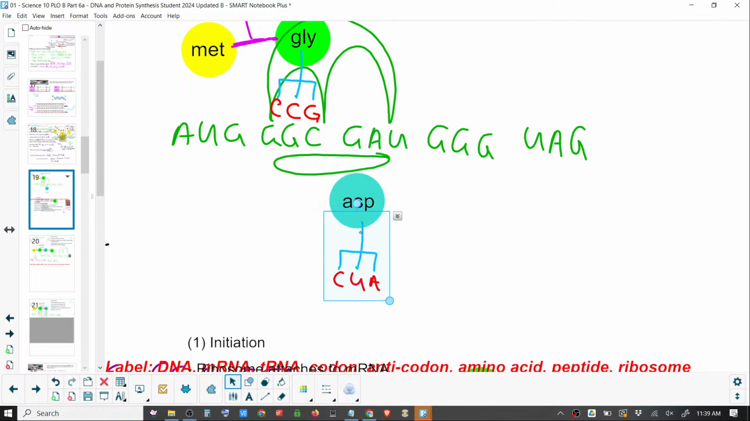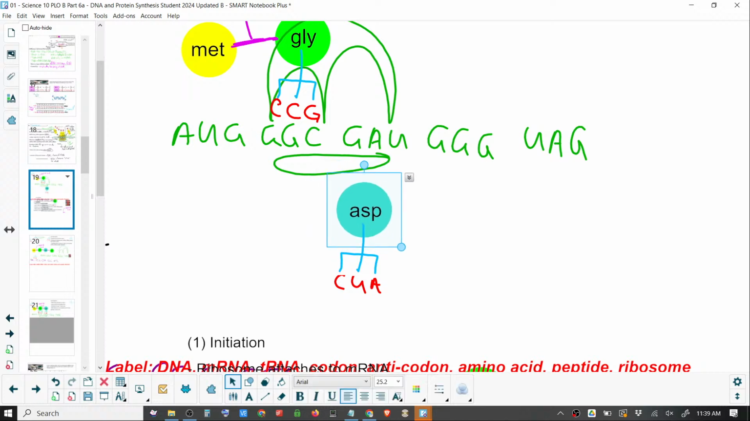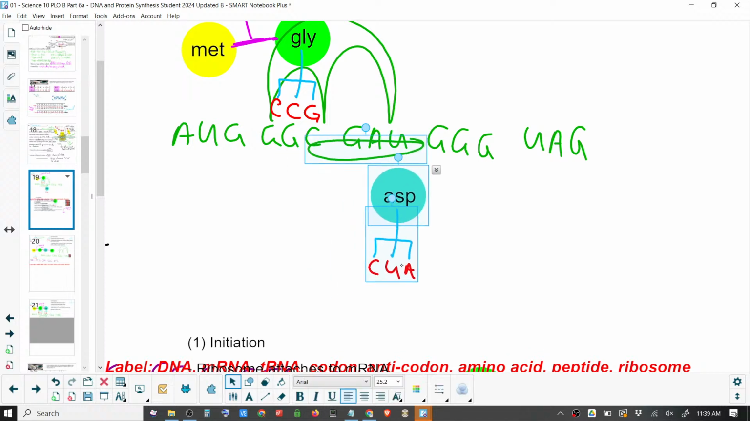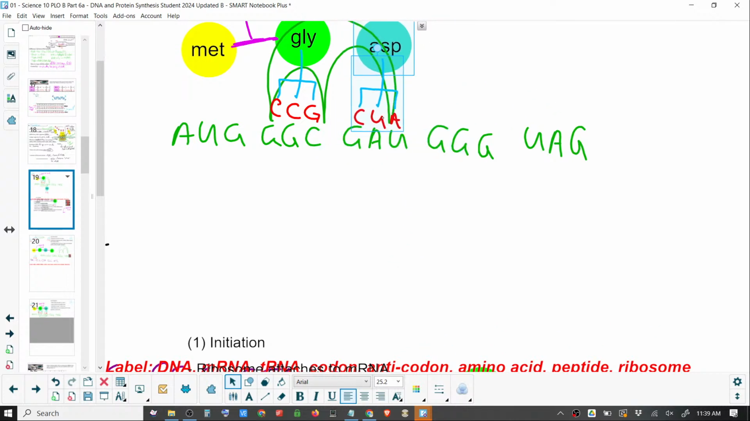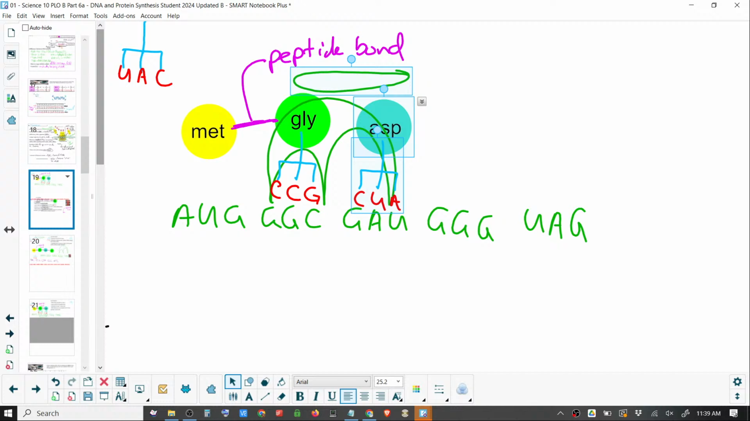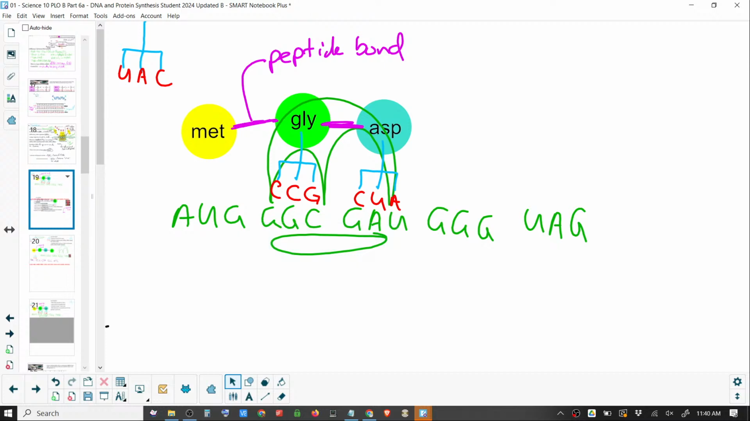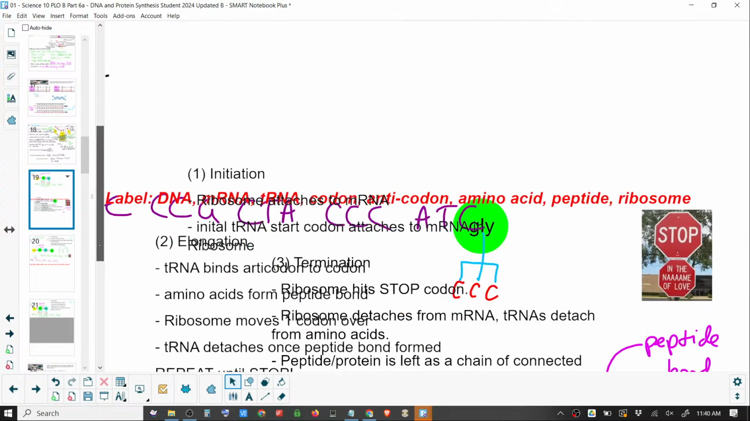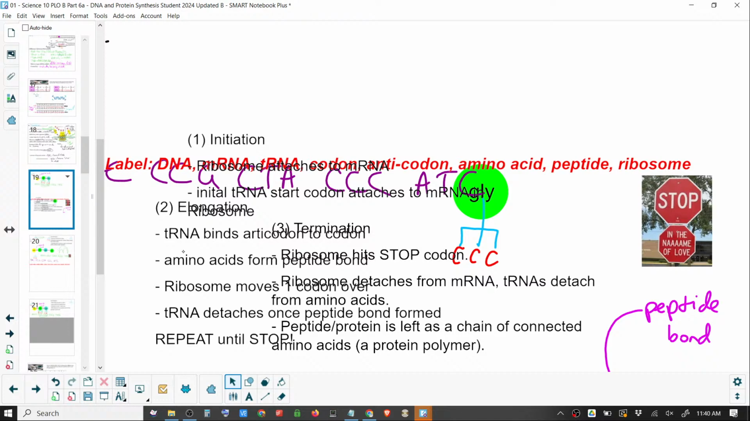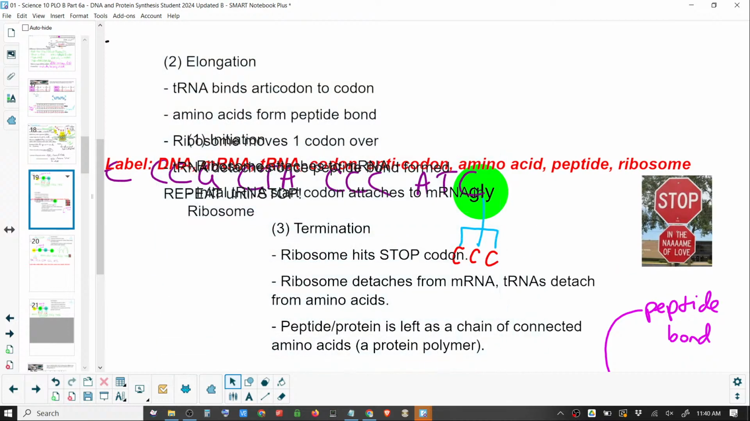I need more chunking. There we go. And then guess what forms in between them? Peptide bond. So what happened here? Our small subunit went away up there. And then guess what happens? Repeat. It moves over. This one goes away. So this is a process known as elongation.